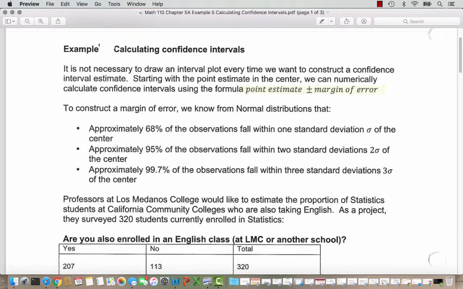So when we construct our margin of error, we're going to make use of what we already know from normal distributions: approximately 68% of the observations fall within one standard deviation, sigma, of the center. Approximately 95% of the observations fall within two standard deviations, sigma, of the center. And approximately 99.7% of the observations fall within three standard deviations, or 3 sigma, of the center. The relationships that hold for the standard deviations, we're going to have the same estimates and relationships hold for the standard error for normal distribution. Remember, the standard error is the standard deviation of a sampling estimate.